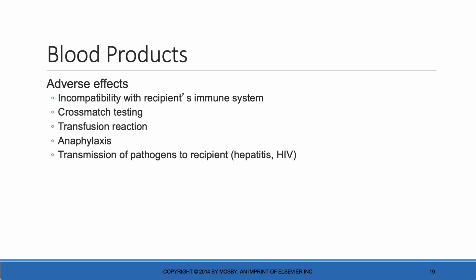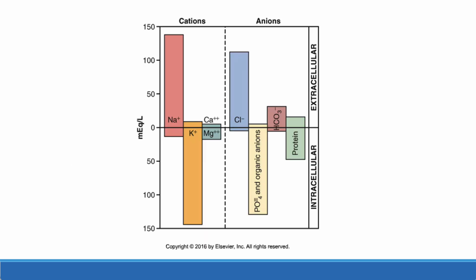Now, the blood supply is tested for those, but it's theoretically possible that it could still be spread because there aren't yet antibodies, even though the antigen, the hepatitis virus or the HIV virus, is there, but it hasn't yet caused the body to generate antibodies yet. All right, let's talk about electrolytes.